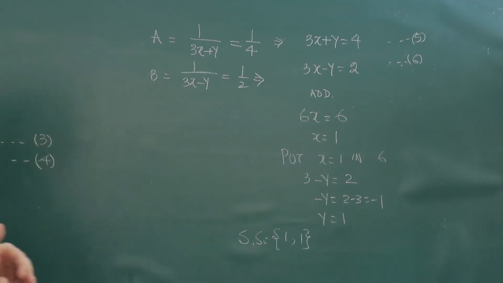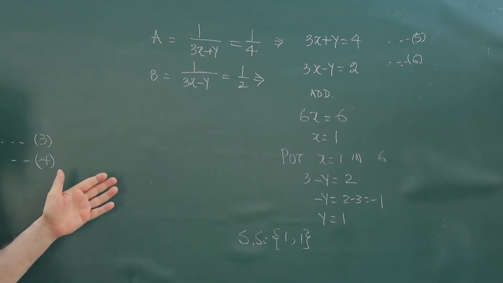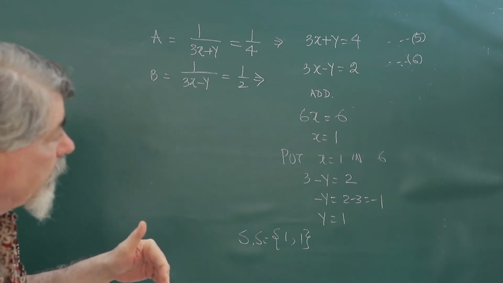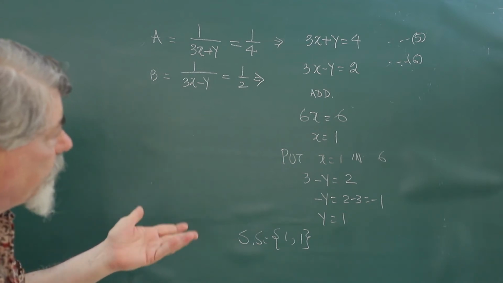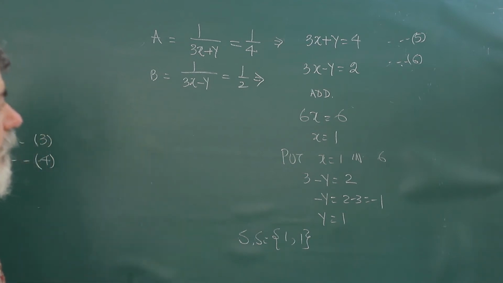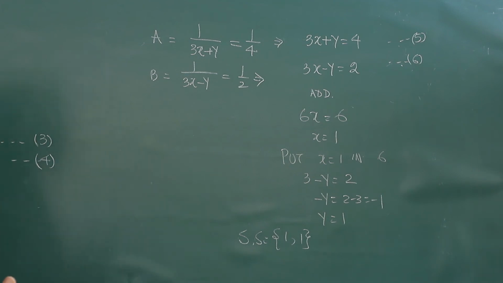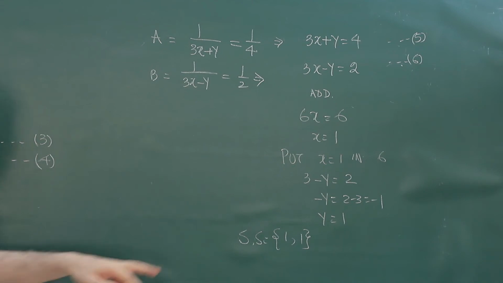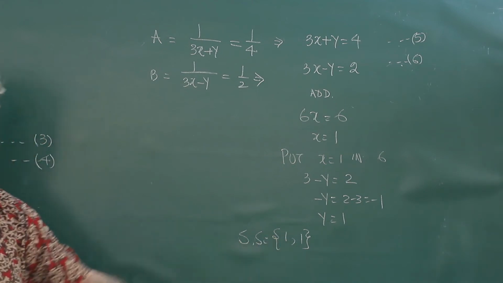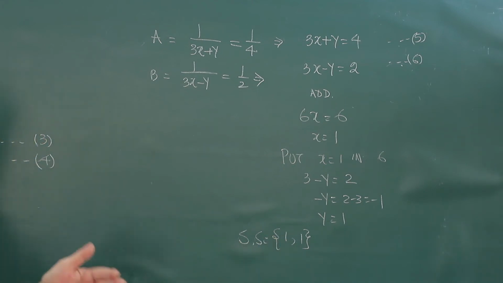Then I put x is equal to 1 in equation 5 or in equation 6, whichever equation. I have put it in 6. So 3 into 1 is 3, minus y is equal to 2, or y will be 1 here also. So the solution set is 1 and 1. The value of x is 1, the value of y is 1.